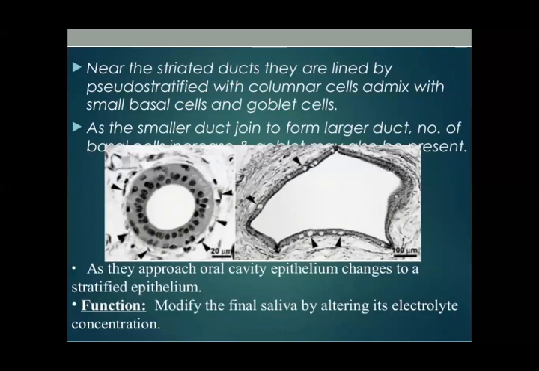and goblet cells. The smaller ducts join to form the larger ducts. As they approach the oral cavity, epithelium changes to a stratified epithelium. Functions: modify the final saliva by altering its electrolyte concentrations.